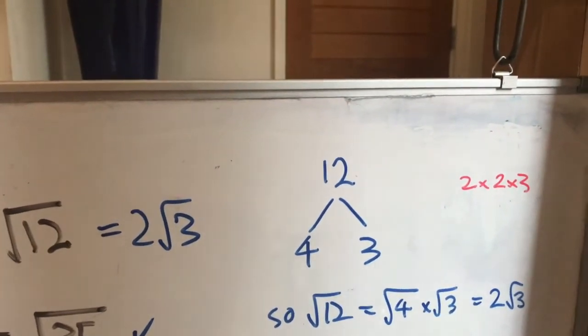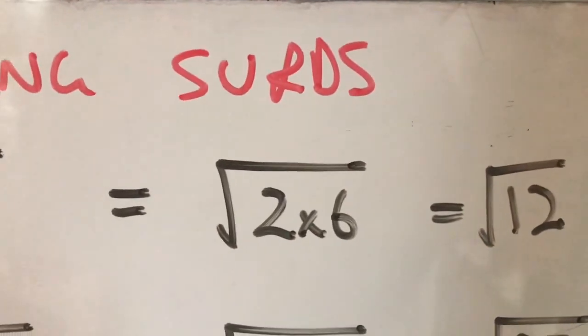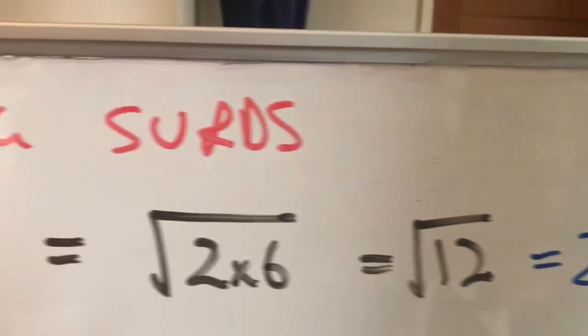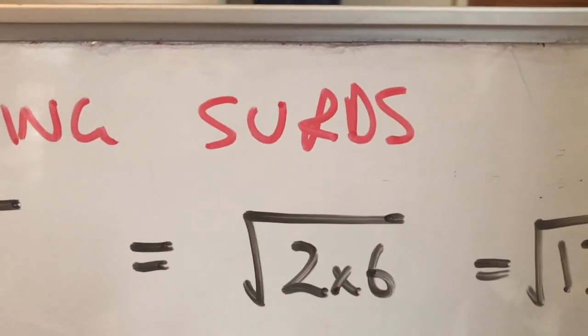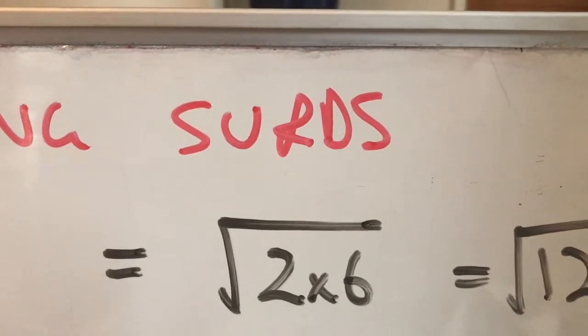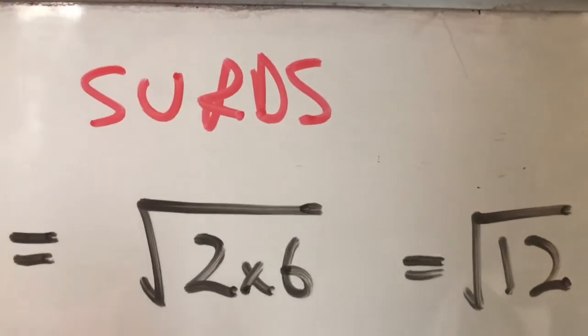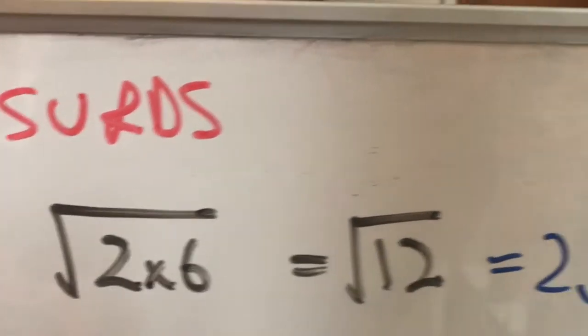Another kind of shortcut that you can use is when you go back to these original two numbers, rather than thinking about what does 12 break up into, we can break up those smaller numbers. So that's 2 times 2 times 3, which gives you the clue that you can put the 2's together to get 2 times 2, 2 squared. And you're going to get that 2 coming out.